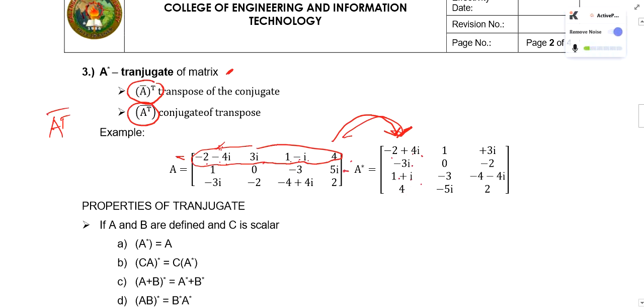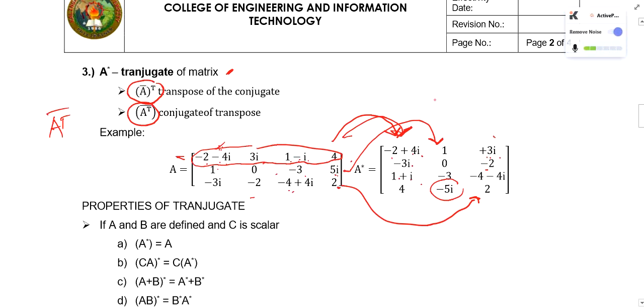And then second row, magiging second column natin sa ating matrix. 1, 0, negative 3, and then 5i, complex number, magiging negative 5i siya. So ito lang yung palitan. And then yung third row ng ating given matrix ay magiging third column ng ating conjugate of a matrix. So yung negative 3i, complex number, magiging positive 3i. Negative 2, negative 2 pa rin siya. Negative 4 plus 4i magiging negative 4 minus 4i.